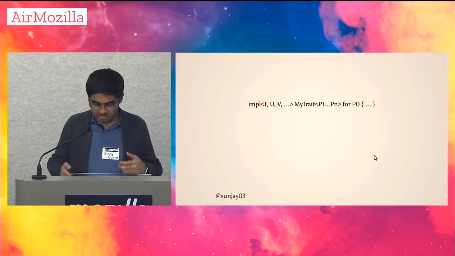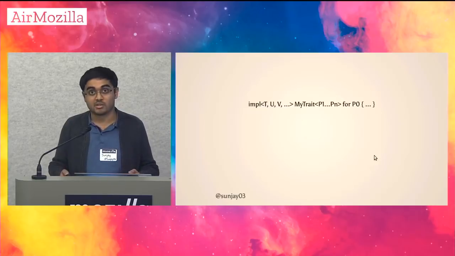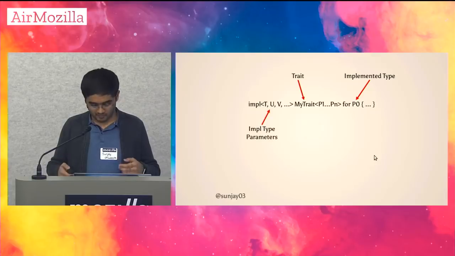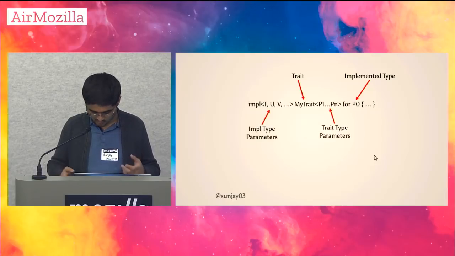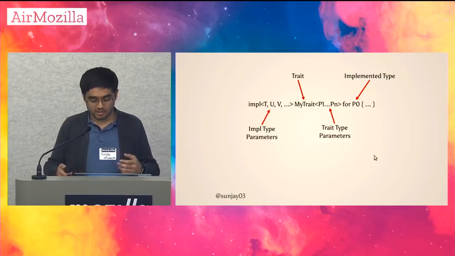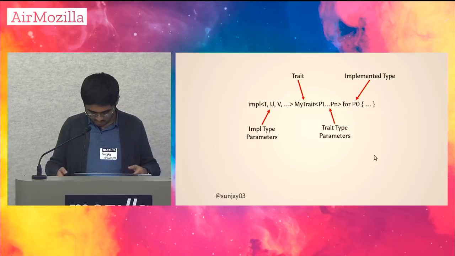So the Orphan Rules are centered around impls. An impl describes the implementation of a trait for a given type, and impls can have 0 or more type parameters, and the trait itself can also have 0 or more type parameters. One thing I've done, which is going to come in handy later, is I've labeled the implemented type as P0 and labeled the type parameters of the trait as P1 to Pn. Now let's talk about why I did that.